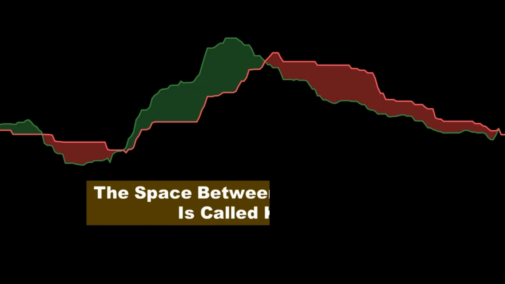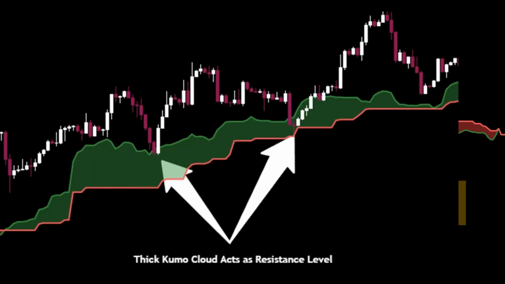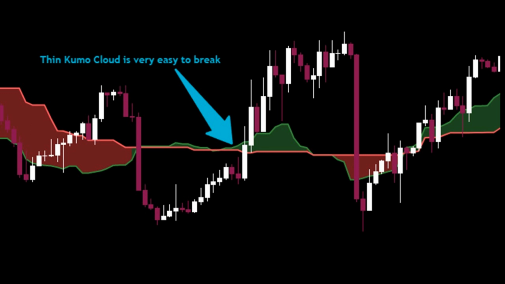Finally, the Kumo cloud. The Kumo cloud is the space between Senkou Span A and B. The cloud edges identify current and potential future support and resistance points. The Kumo cloud changes in shape and height based on price changes. This height represents volatility, as larger price movements form thicker clouds, which creates stronger support and resistance. Thinner clouds offer only weak support and resistance, so prices can and tend to break through such thin clouds.